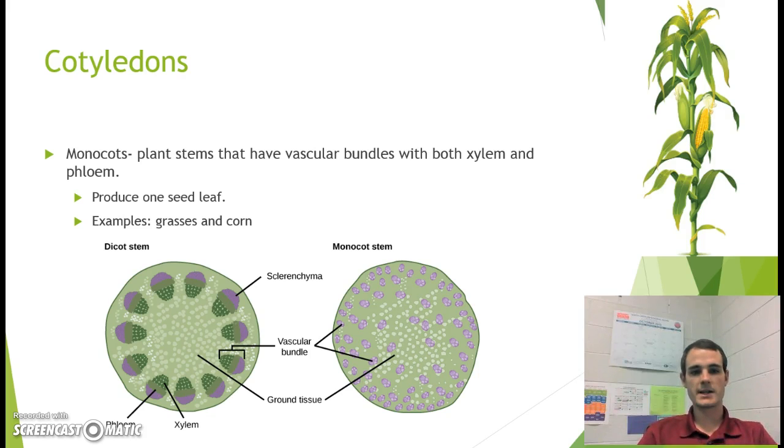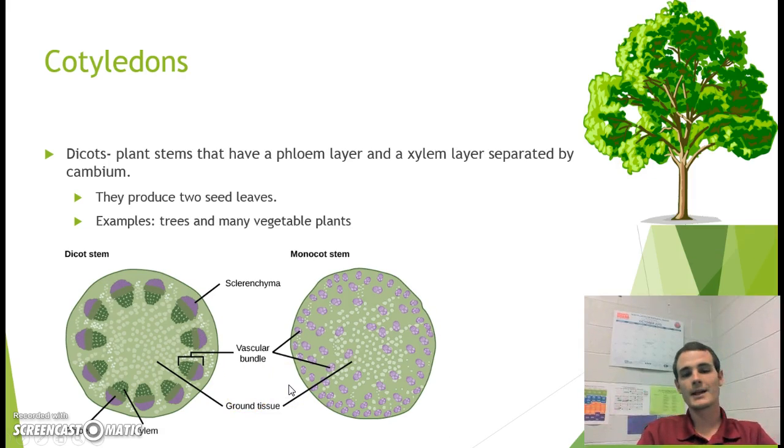As you can see right here, you see a monocot stem on the right. In monocot stems, the vascular bundles are spread throughout the entire stem. So you see they're pretty randomly placed throughout on that right image. When we look at a dicot stem, though, the vascular bundles are actually organized along the edge of that stem. So if you cut a stem in half, the vascular bundles would be along the edge, on that left image that you can see right there.